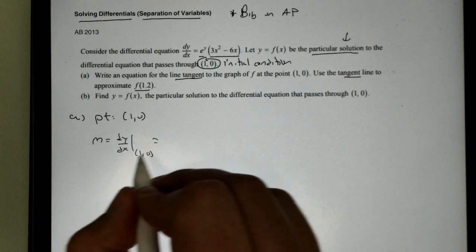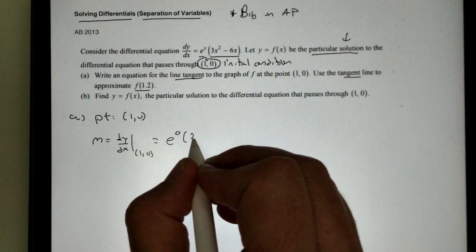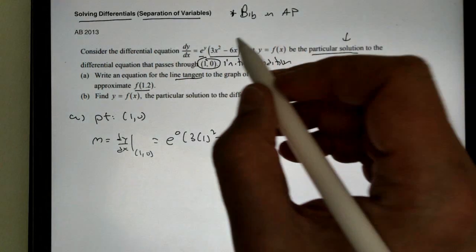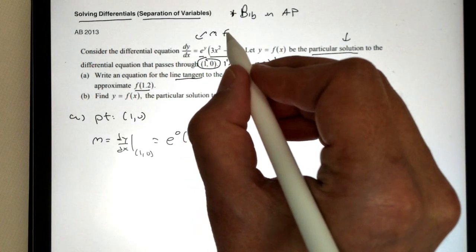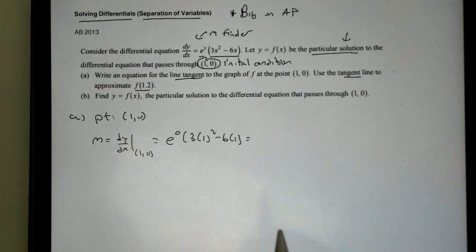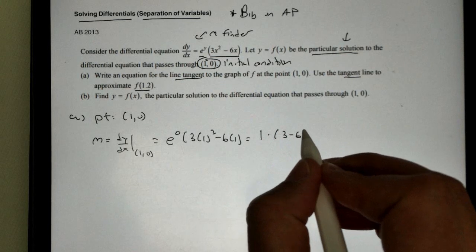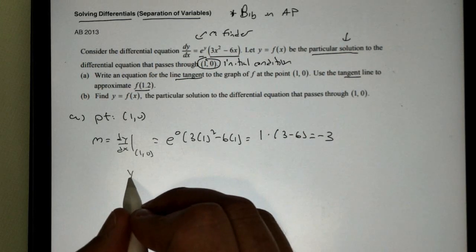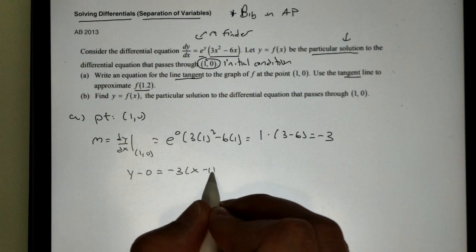I could just really nerd it up like here. Plugging it in, it goes e to the 0, 3 times 1 squared minus 6 times 1. They gave me the derivative. Remember, this is my slope finder right there. That's all a derivative does, it finds a slope. So e to the 0 is 1 times, and this is just 3 minus 6, so we get negative 3. So our tangent line: y minus 0 equals negative 3 times (x minus 1).